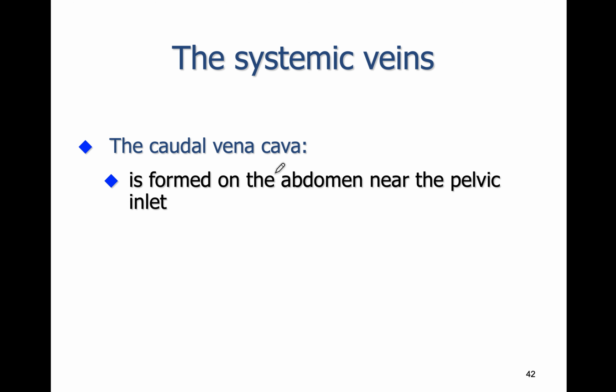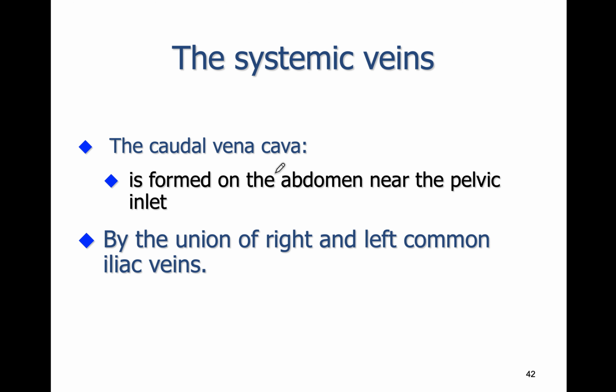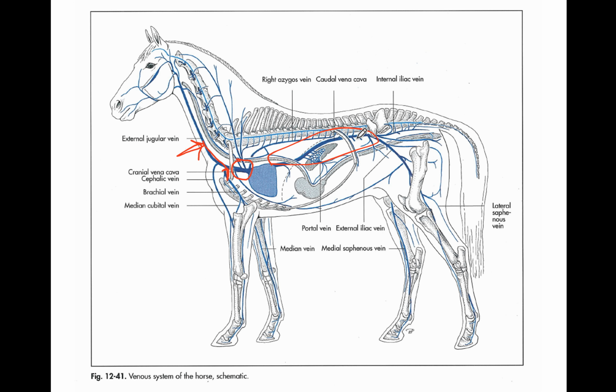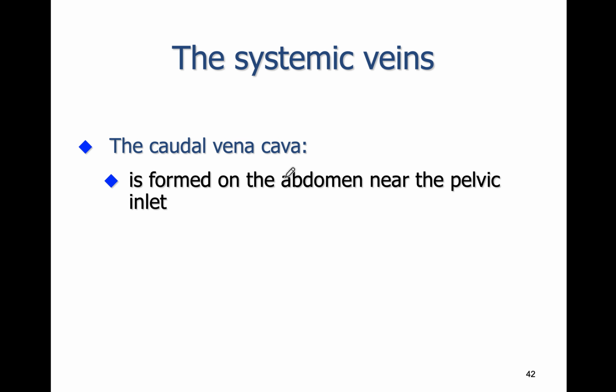The caudal vena cava is formed in the abdomen near the pelvic inlet, and usually it's the union of the right and left common iliac veins. So this is the iliac vein. We have one on the right, one on the left. The area of the union between them results in the formation of this vein, which is the caudal vena cava.